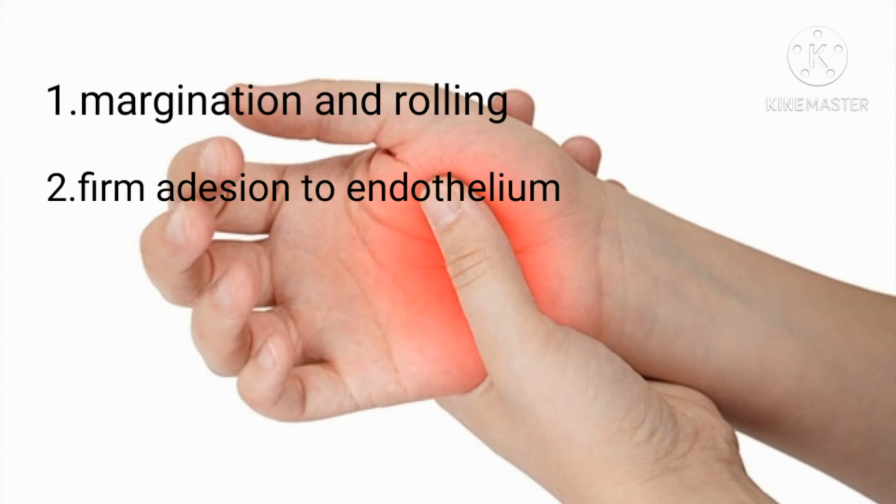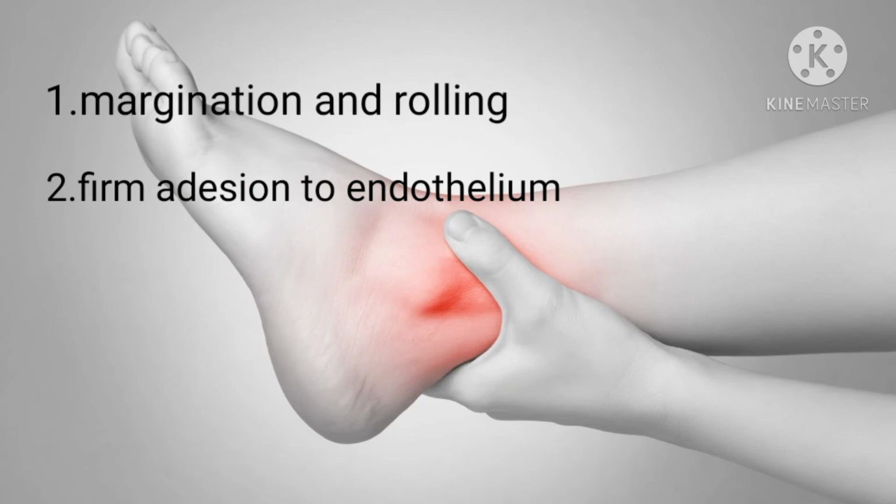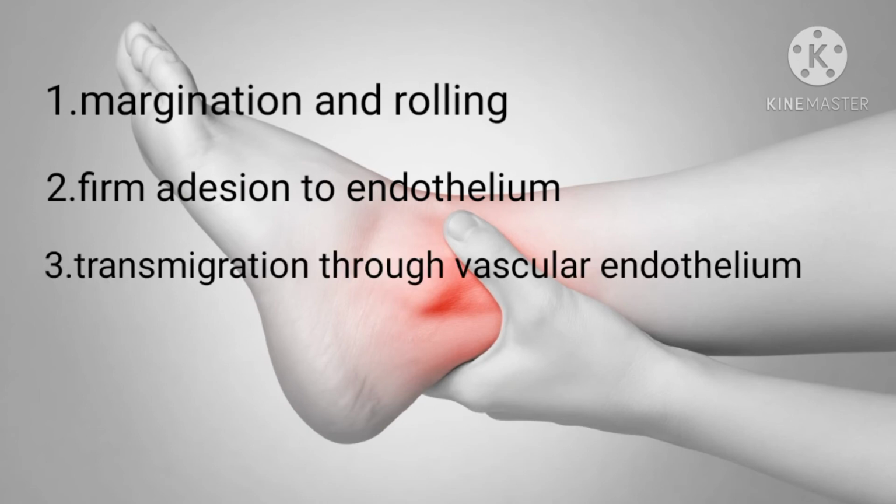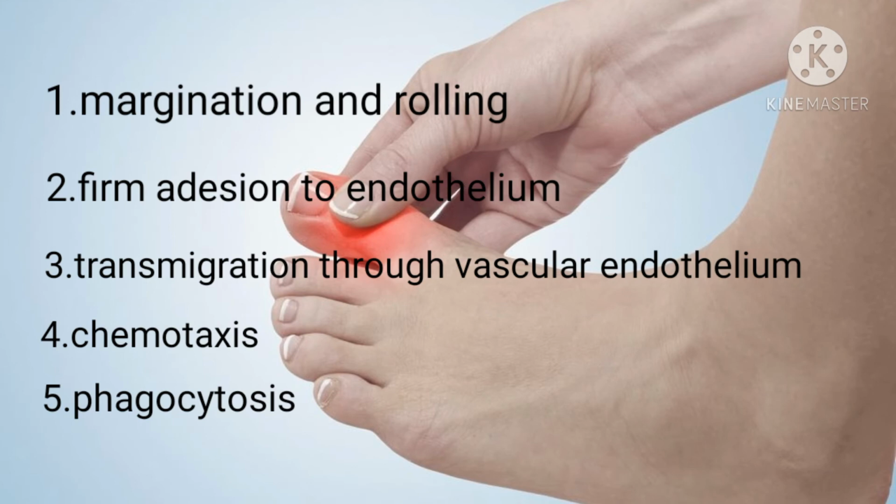2. Firm adhesion of leukocytes. Leukocytes adhere to the vascular endothelium at sites of acute inflammation. This occurs early in the acute inflammatory response. 3. Transmigration. Leukocytes migrate by active amoeboid movement through the walls of venules and small veins. 4. Chemotaxis. The movement of extravasated leukocytes along a chemical gradient towards sites of infection or injury is called chemotaxis. 5. Phagocytosis. This is the process whereby neutrophils and phagocytes ingest solid particles.